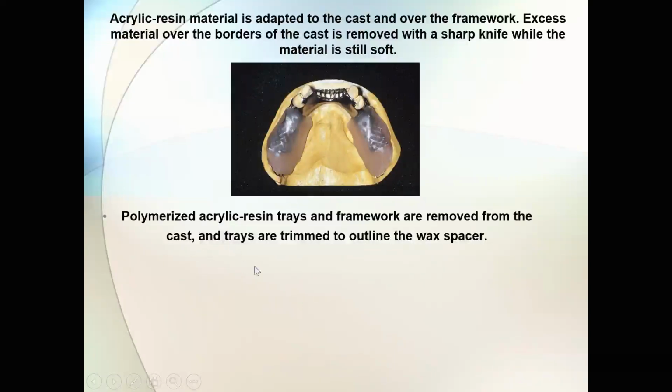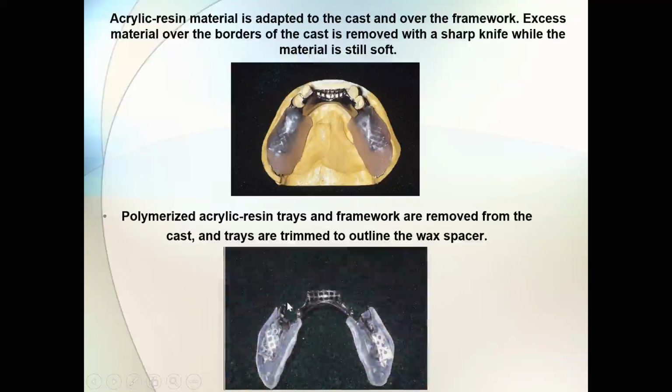Now the acrylic resin trays and the framework, which is called the assembly now, are removed from the cast, and the trays are trimmed to outline the wax spacer, as you can see here. So now we have got a special tray with a framework, which is called the impression framework assembly.